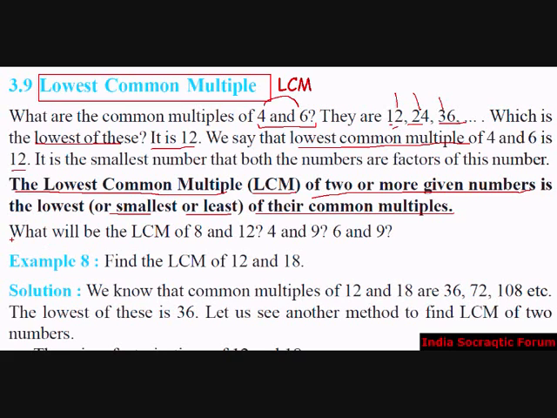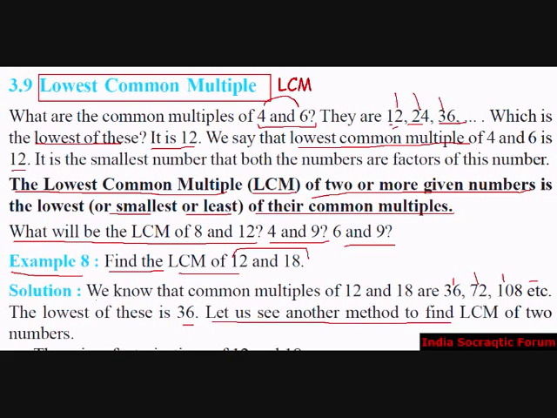Okay, let's look at this one. What will be the LCM of 8 and 12, 4 and 9, 6 and 9, etc.? Example 8. Find the LCM of the numbers 12 and 18. Solution. We know that the common multiples of 12 and 18 are 36, 72, 108, etc. The lowest of these is 36, because 72 is greater than 36, hence the lowest is 36.